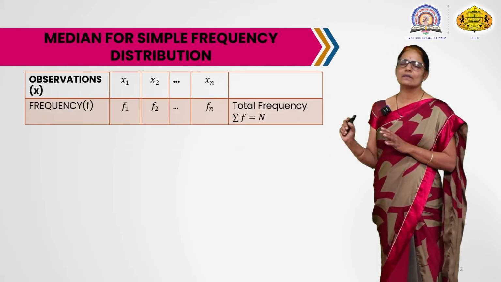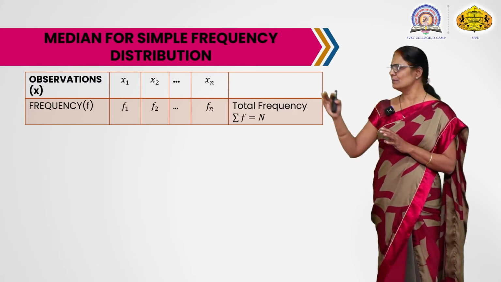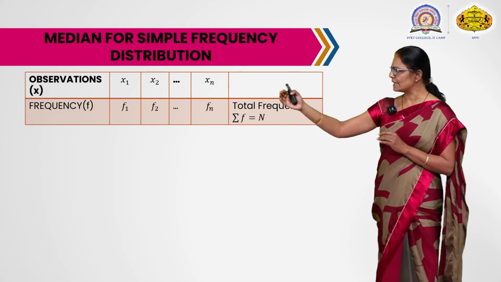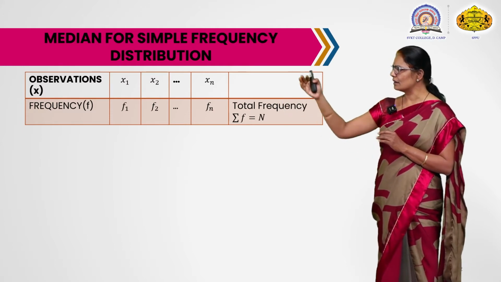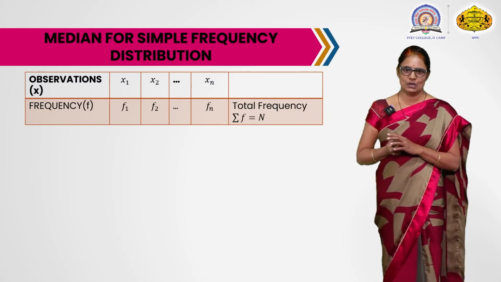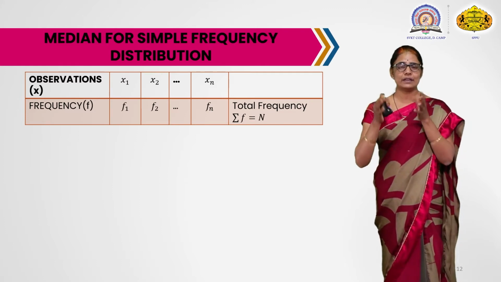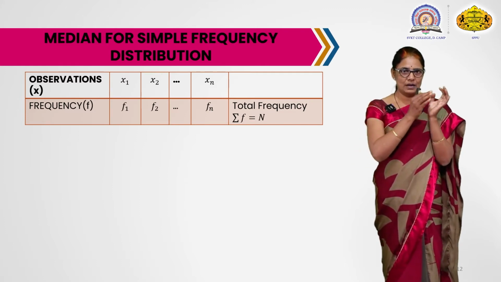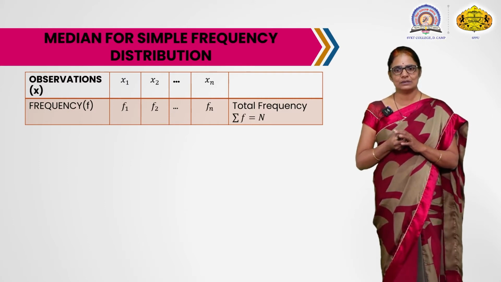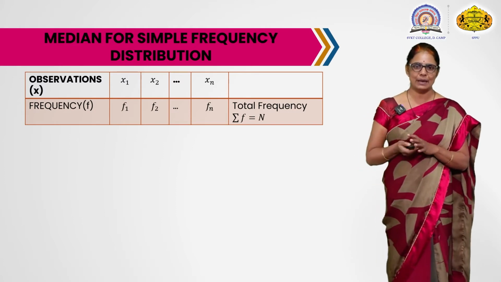Now suppose our data is expressed in terms of a simple frequency distribution. Simple frequency distribution means we are given the observations x1, x2 up to xn, and the corresponding frequencies f1, f2 up to fn. Now in the last column I calculate the total frequency. Total frequency means we add all these numbers f1, f2 up to fn. This addition of all these numbers gives the total frequency, which is denoted by capital N.